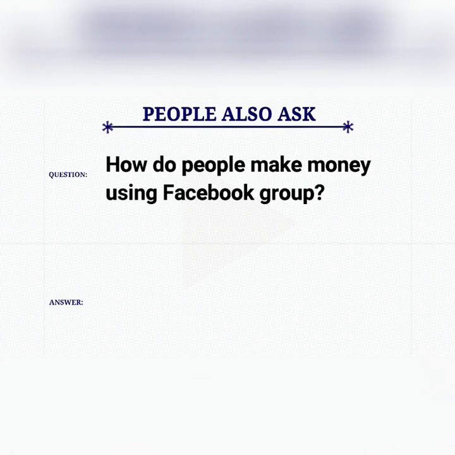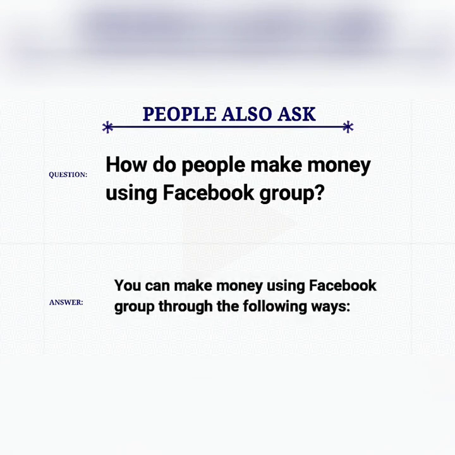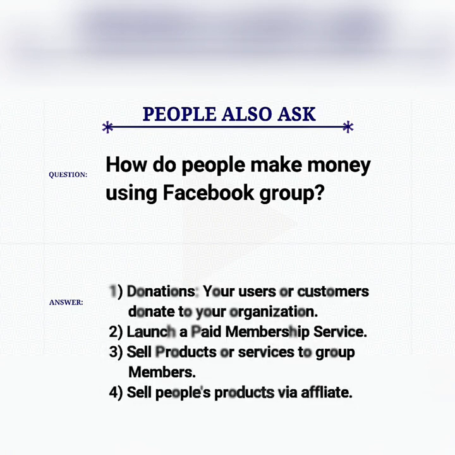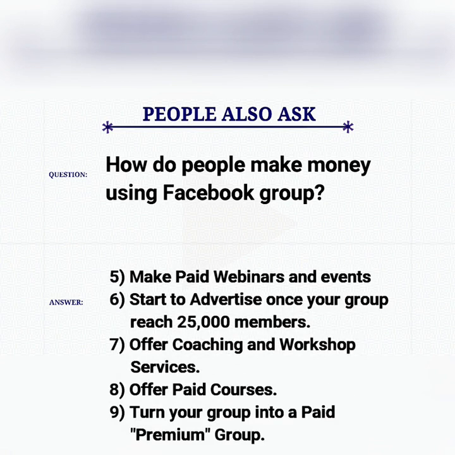How do people make money using Facebook group? You can make money using Facebook group through the following ways. 1. Donations. Your users or customers donate to your organization. 2. Launch a paid membership service. 3. Sell products or services to group members. 4. Sell people's products via affiliate marketing. 5. Make paid webinars and events.